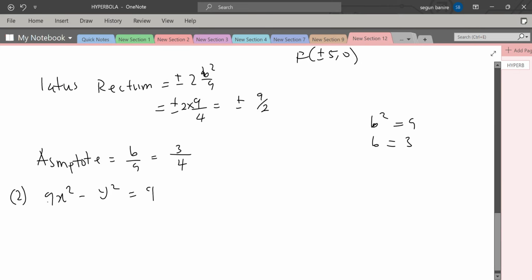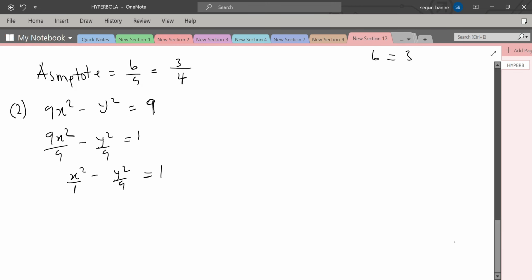Okay, is equal to 9. So divide through. For this one, the coefficient of this place must be 1 before you even do anything. So you have to divide through by 9. If you do that, you get x squared minus y squared over 9 over 1 is equal to 1. If you look at this now, the bigger number is 9. So it means that your a squared is 9 and your b squared is 1. So obviously, the kind of equation is this.